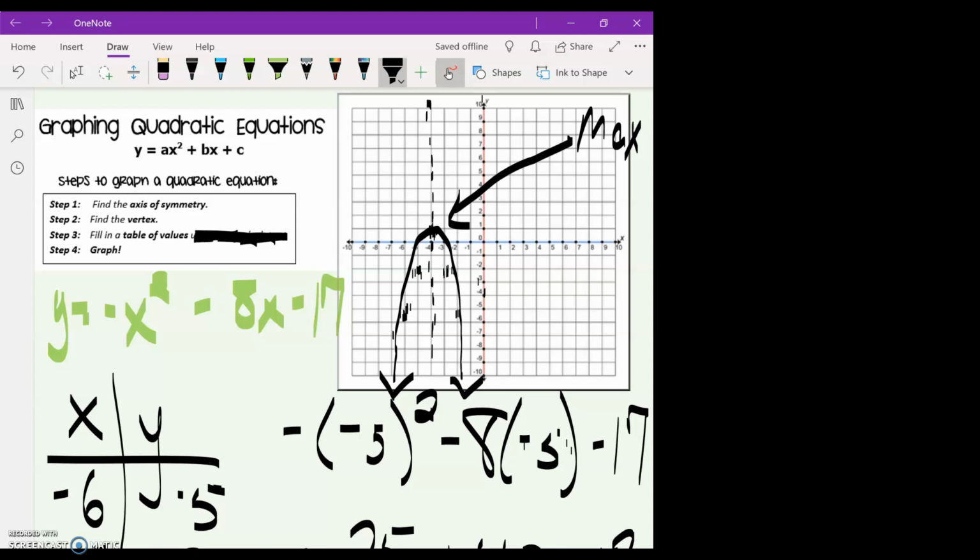Okay. Make sure that you are labeling all pieces of your graph. That's your axis of symmetry at x equals negative 4. Our vertex, you want to make sure that you are identifying these pieces before you are actually going into graph.